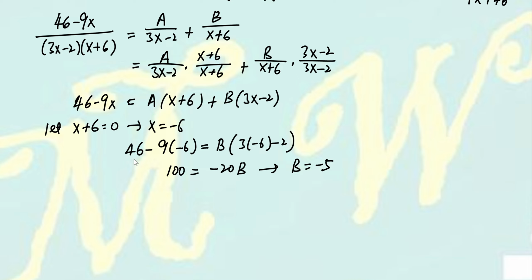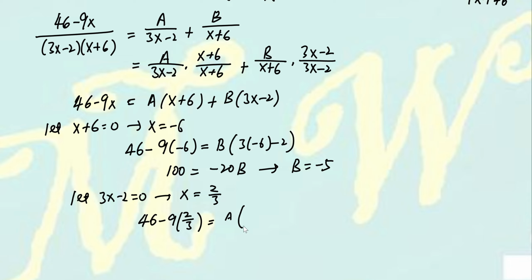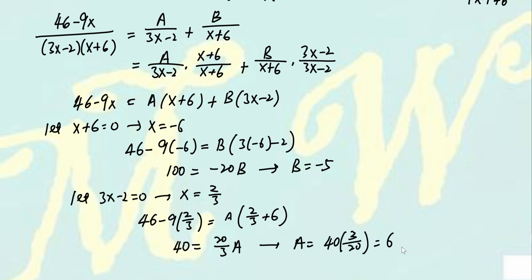Same goes to the a. To find the a, let the factor of b be 0. So let 3x minus 2 be 0. That means your x is going to be 2 over 3. So for the left side, just replace. Then now you will be getting 40 for the left side, and the right side is 20 over 3a. Then now my a will be 40 times 3 over 20. That is going to be 6.